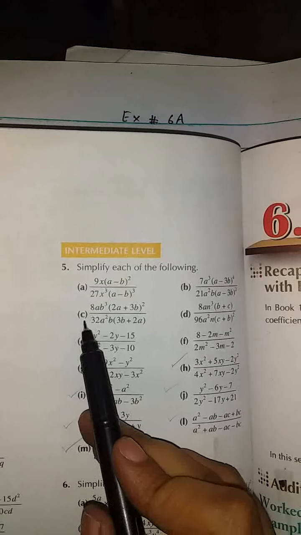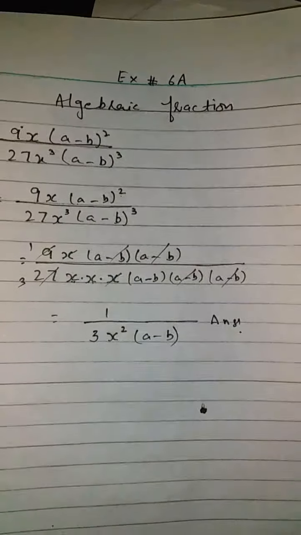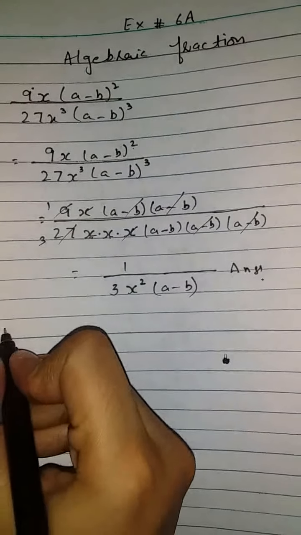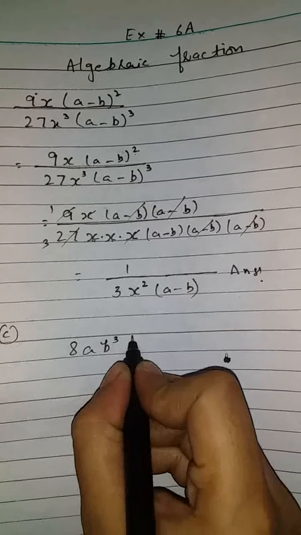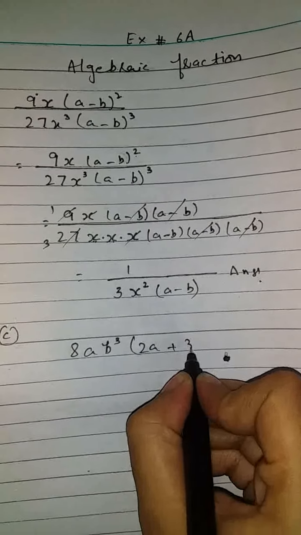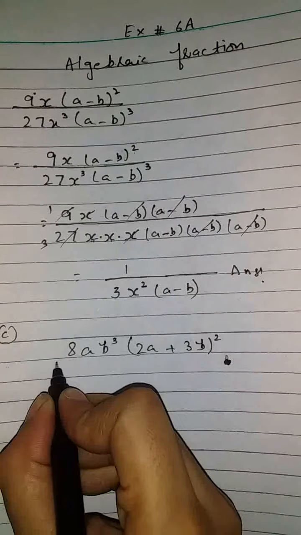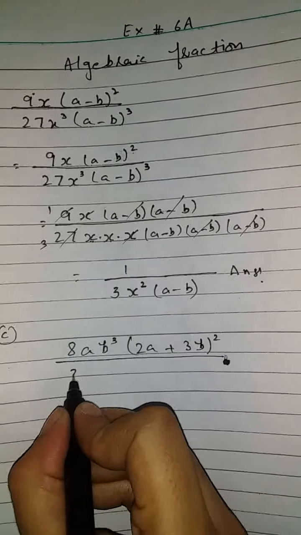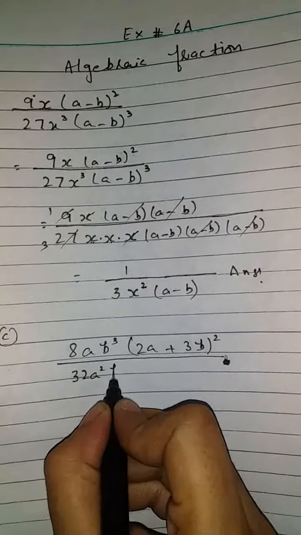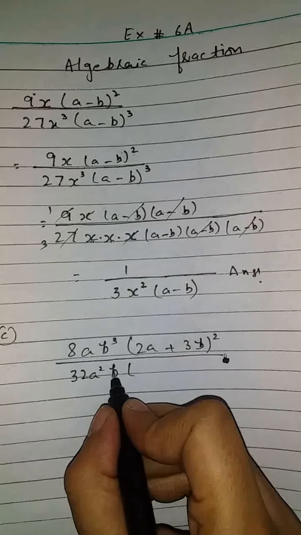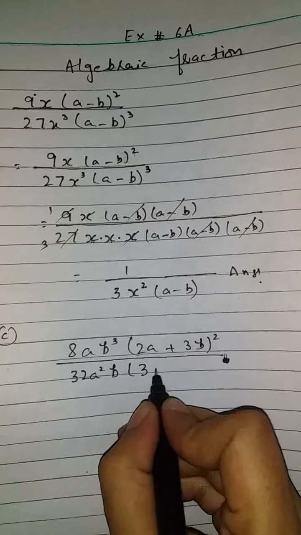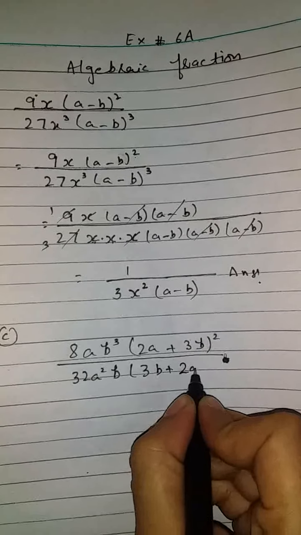Now there is the c part. Part c: 8ab³(2a + 3b)² divided by 32a²b(3b + 2a). There is no power, it means there is power 1. Got it?